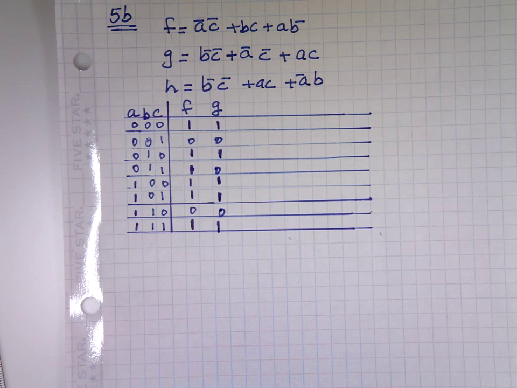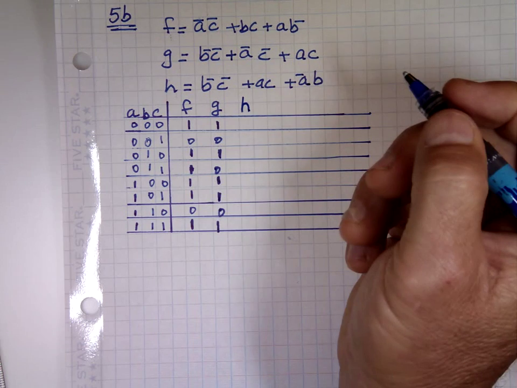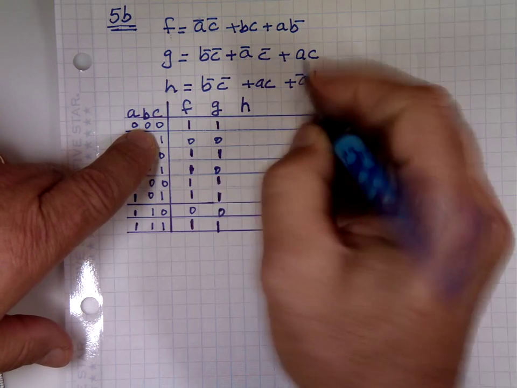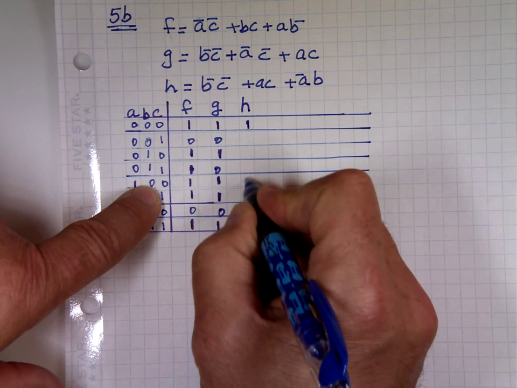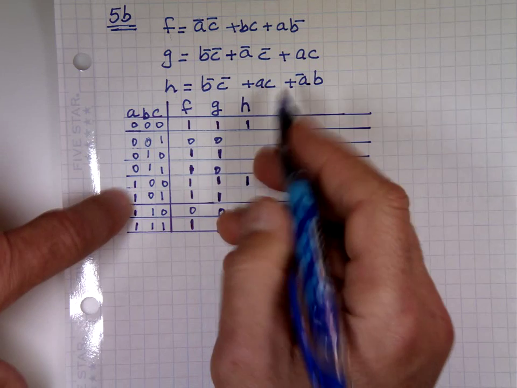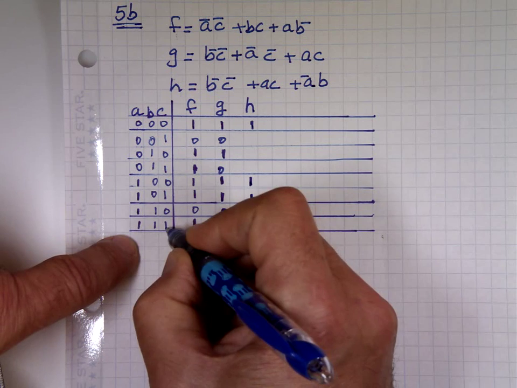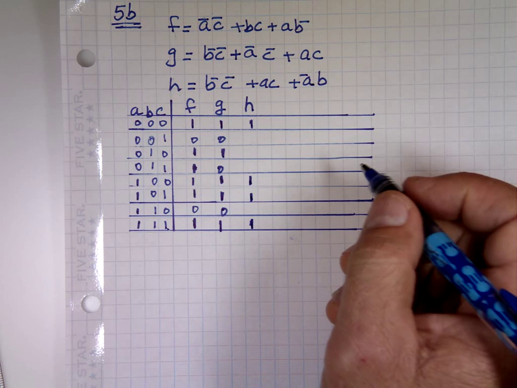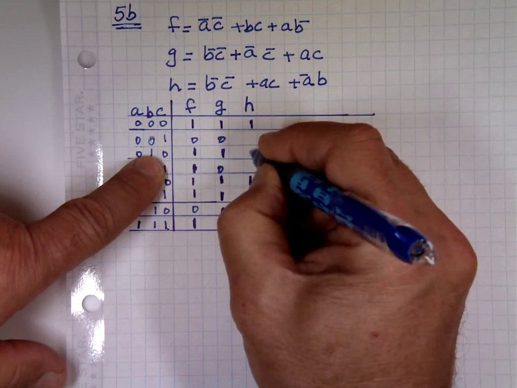Let me try the H. H is going to be a 1 when B is 0, C is 0. B is 0, C is 0, right here. Next one, A is 1, C is 1. And the last one, when A is 0 and B is 1.